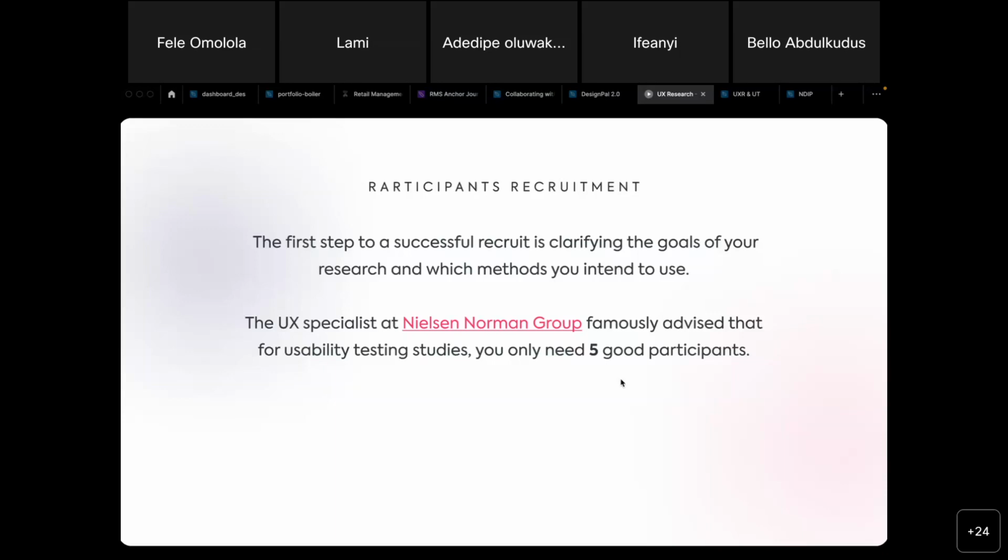I'm sure it's something we are all familiar with, right? The people you're recruiting may not even be the people that are going to use the product in the end. There is no point, trust me. You just need to recruit those you know are part of the people that will be using this product in the future, right?